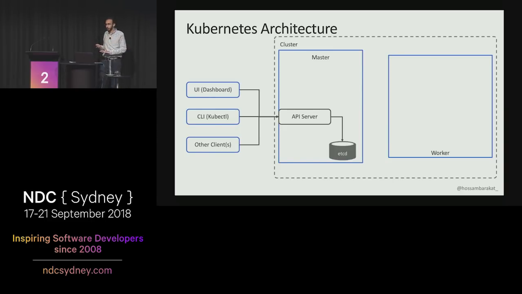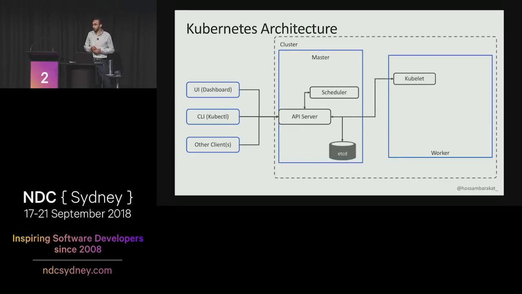Once we save the state into the database, another component comes into play, which is the scheduler. The responsibility of the scheduler is to find the best worker node to host your container. And it takes into consideration things like the hardware requirements for your container. And once it finds that node, it just updates the state in the database through the API server. Nothing has been scheduled yet.